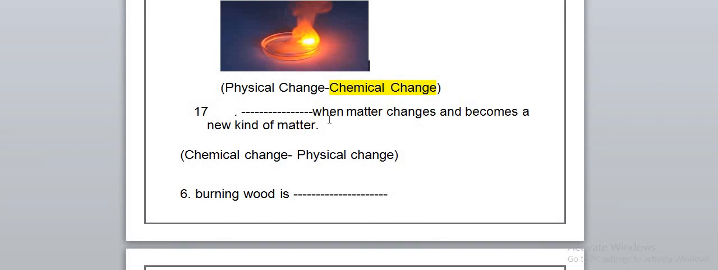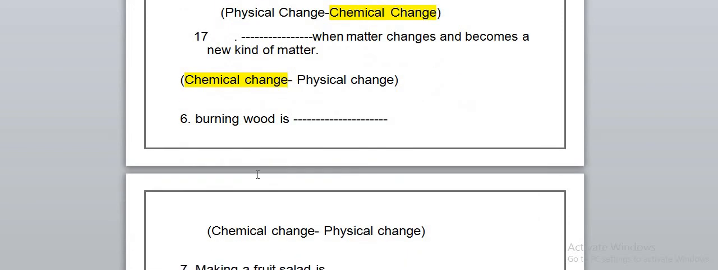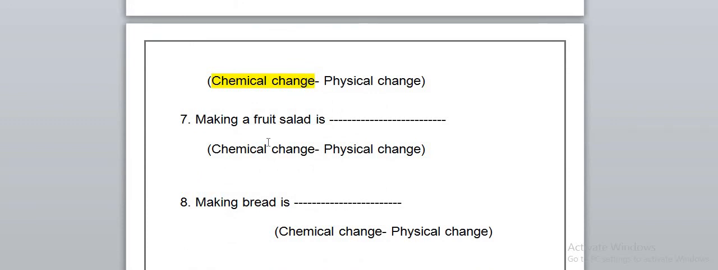Okay, when the matter changes and becomes a new kind of matter, this is a chemical change and not a physical change. Burning wood is chemical. Burning of anything around us is a type of chemical change and not a physical change, because it will be transformed totally into ash, so it will not be wood anymore. Making fruit salad, it's a physical change, because if we add a banana and strawberry to each other, each one will keep its own properties the same after mixing. So it's a physical change and it will not change into a new matter.